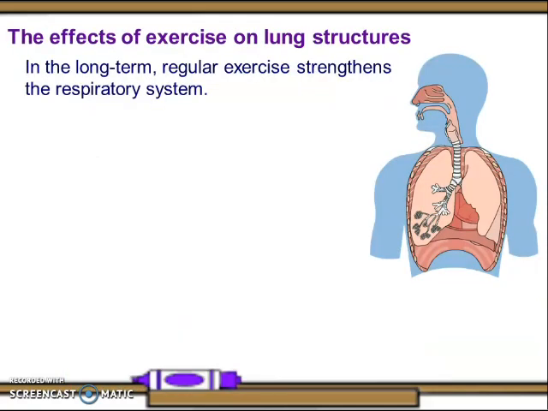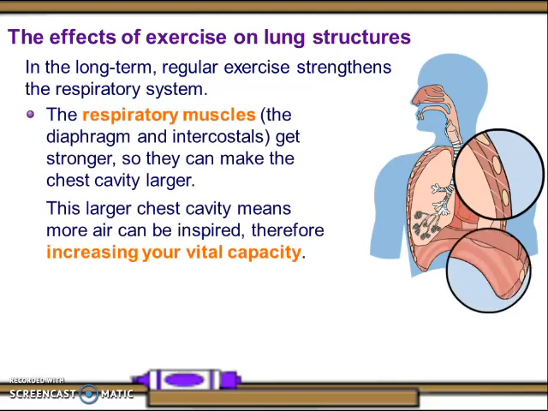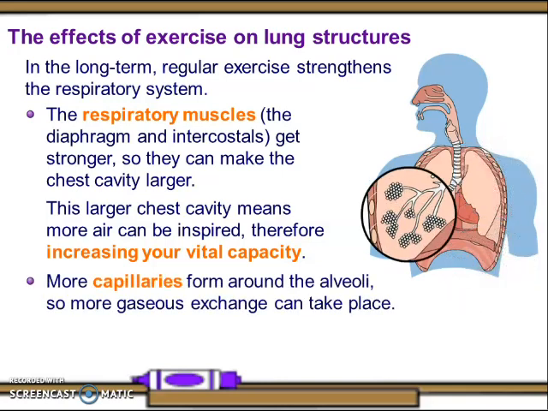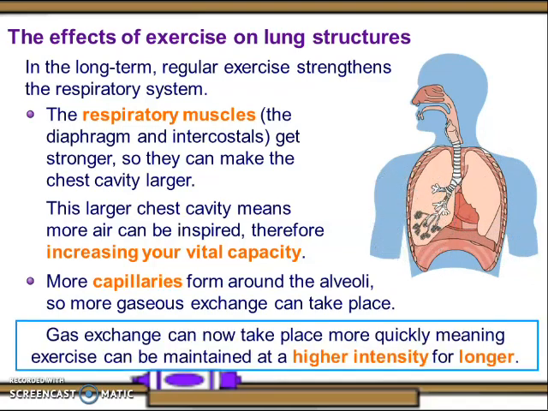Let's look at the effects of exercise on lung structures. In the long term, regular exercise strengthens the respiratory system. The respiratory muscles, the diaphragm and the intercostal muscles, get stronger so they can make the chest cavity larger. This larger chest cavity means more air can be inspired, therefore increasing your vital capacity. More capillaries form around the alveoli, so more gaseous exchange can take place. Gas exchange can now take place more quickly, meaning exercise can be maintained at a higher intensity for longer.